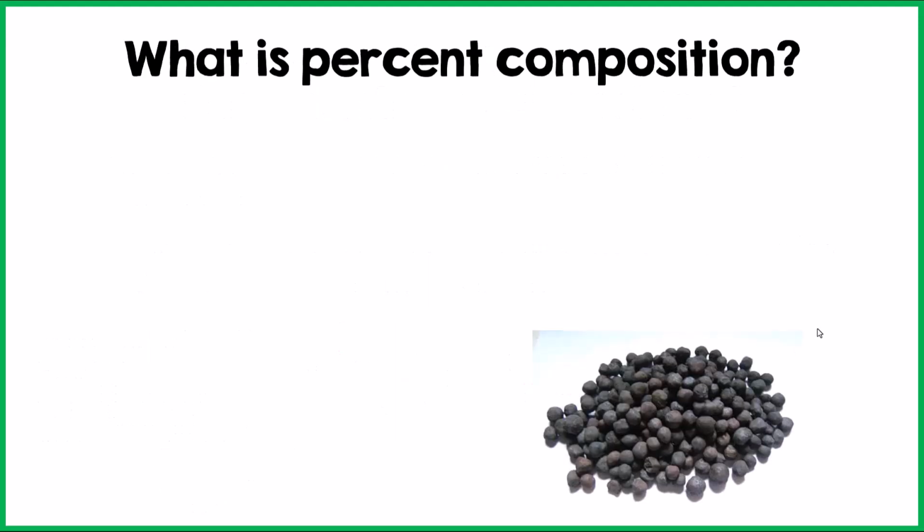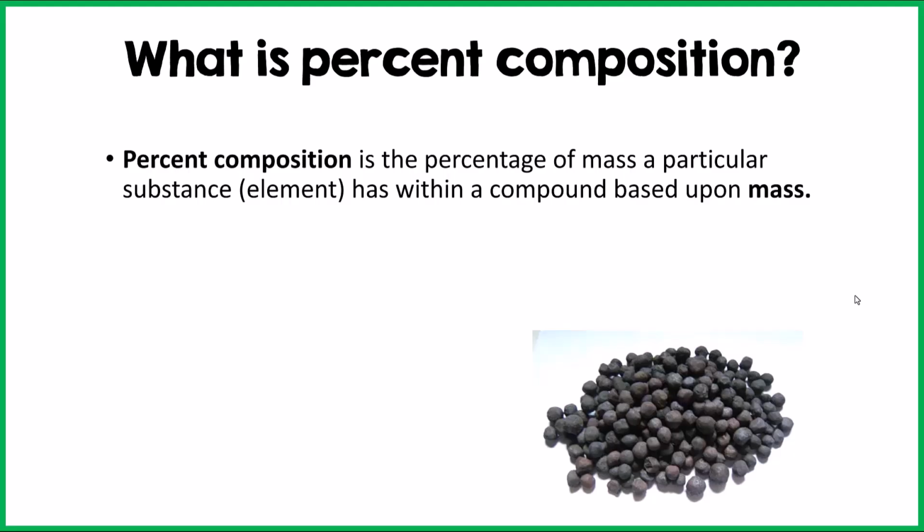We also discussed this type of process when we're talking about percent composition, but instead of using moles, we're discussing mass. Percent composition is the percentage of mass a particular substance or element has within a compound based on mass. So let's take a closer look at this, and I think it'll make more sense than the definition.